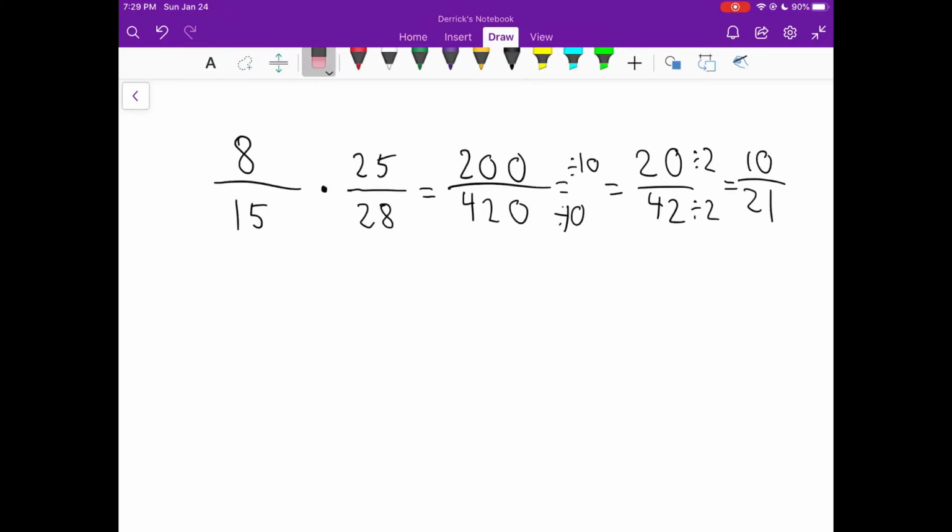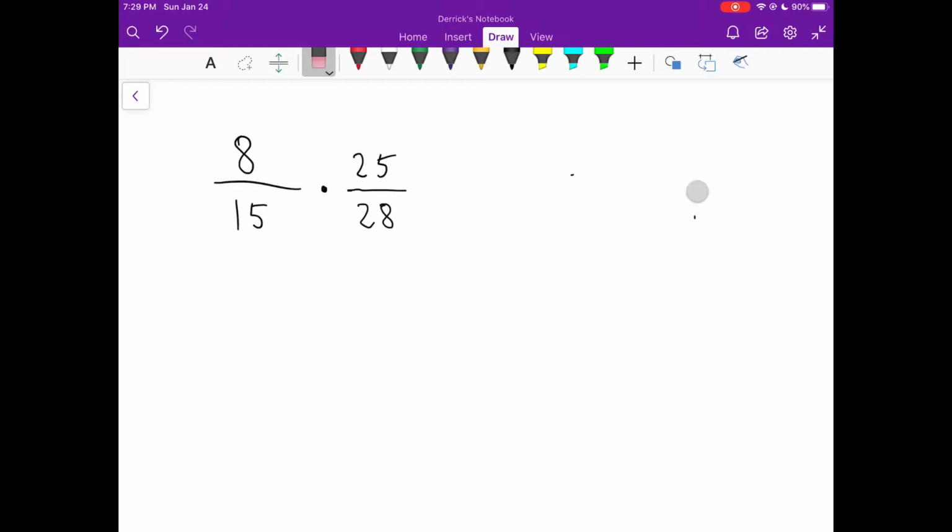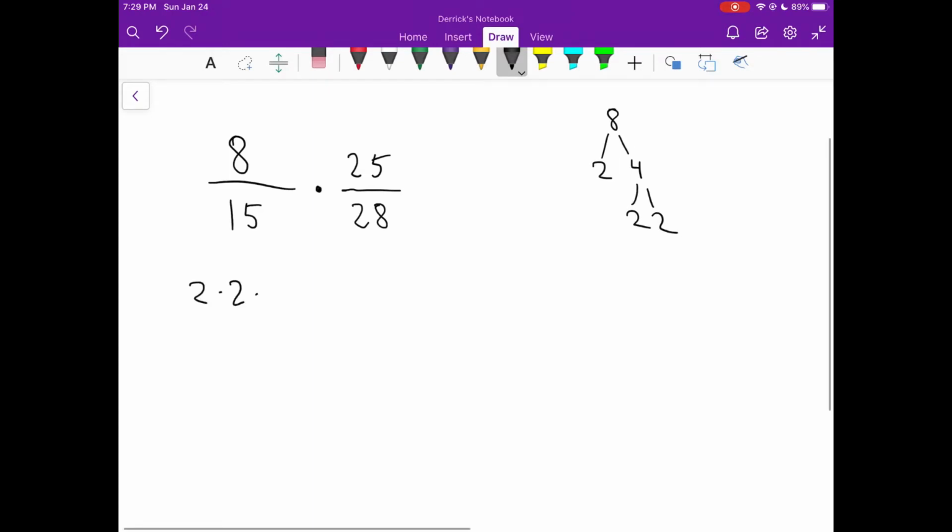Another way you could go about doing this problem, instead of doing everything we just did, is to take each of these numerators and denominators, meaning the 8, the 25, the 15, and the 28, and break all of them down separately to their prime factors. For example, 8 breaks down to 2 and 4. 4 breaks down to 2 and 2, meaning we could write this in its prime factorization as 2 times 2 times 2. Likewise, 15 breaks down into 3 and 5.